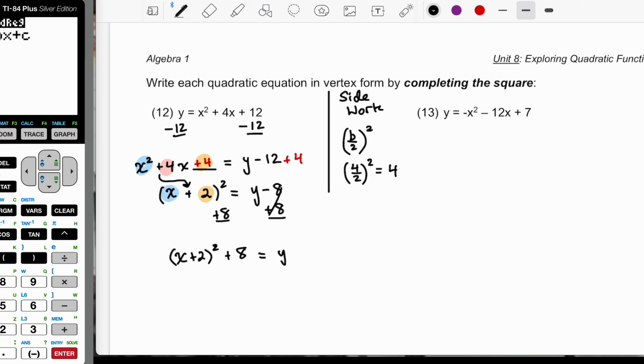Now, for number 13, we have a leading coefficient that's not equal to 1, so we have to make that adjustment. I'm sorry, why did you add 4 to negative 12? Oh, because when you do the b value cut in half and squared, you always add it to both sides of the equation. Thank you. No problem. So we have to correct for that leading coefficient, that negative 1. We'll do that by dividing each term by negative 1.